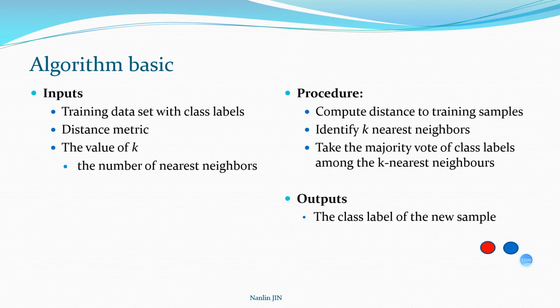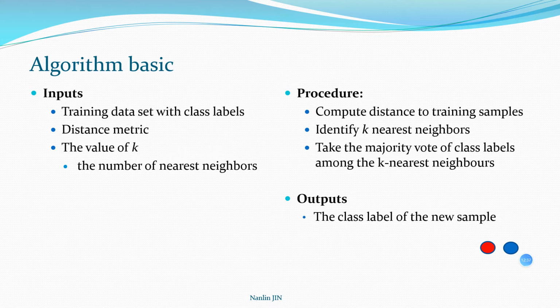In the middle, there is something called the procedure, normally written in pseudocode. The first step is to compute the distance to the training examples, as we already did in the last slide, and identify the k nearest neighborhoods. We have seen 2 and 3, so different values of k make sense. Then take a majority vote of the class labels among the k nearest neighbors. So there is a mechanism called voting.